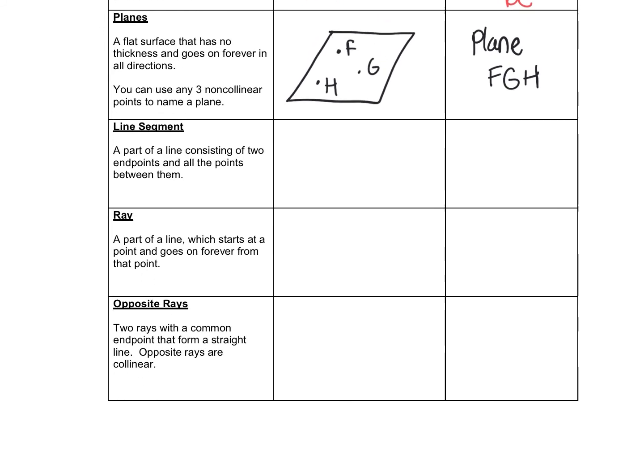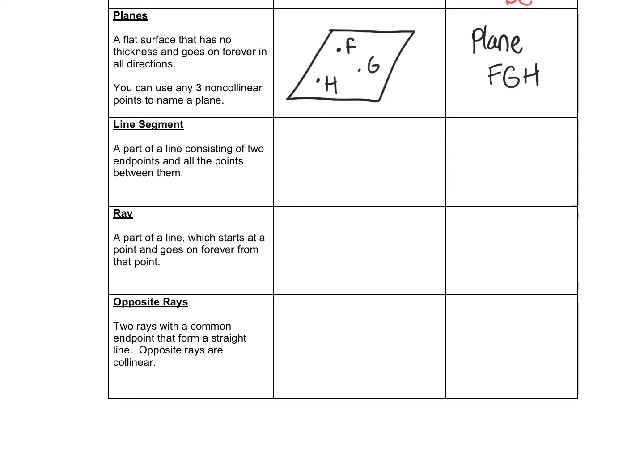A line segment is a part of a line consisting of 2 endpoints. So remember, when you're looking at a line segment, you have 2 endpoints. So there are 2 specific points that have an end, and there are no arrows here. So if I use the letters I and J to name this, then this would be line segment IJ with a line segment symbol on top. Or you could go the other way around and call this line segment JI. Okay, it has two endpoints.